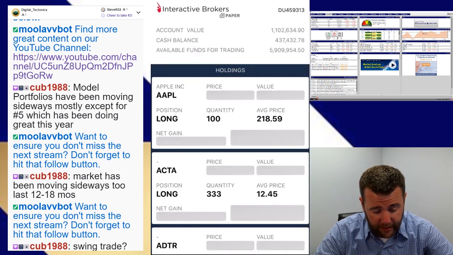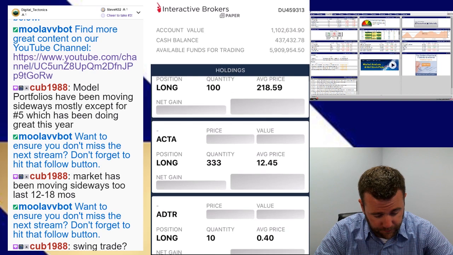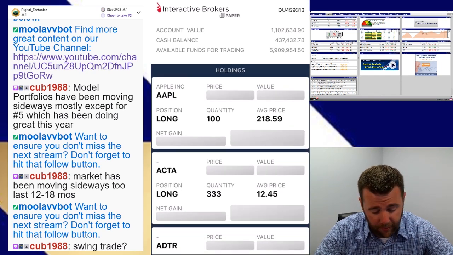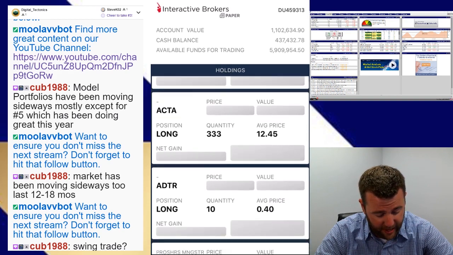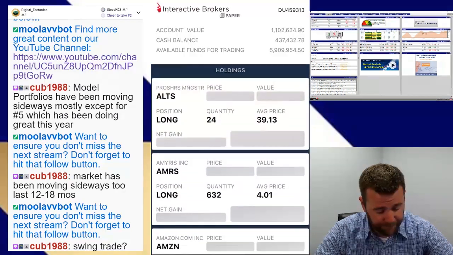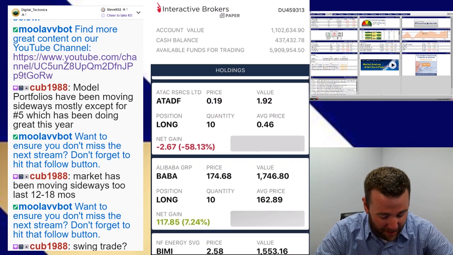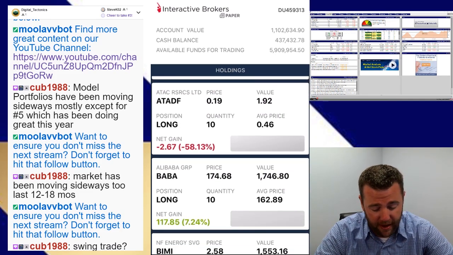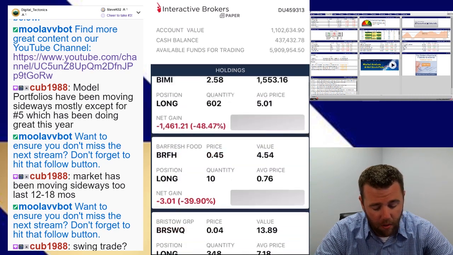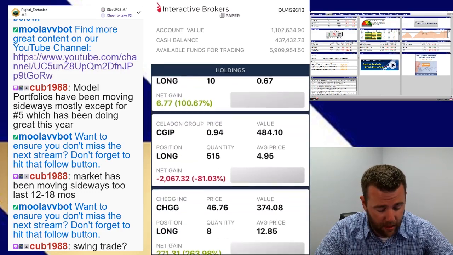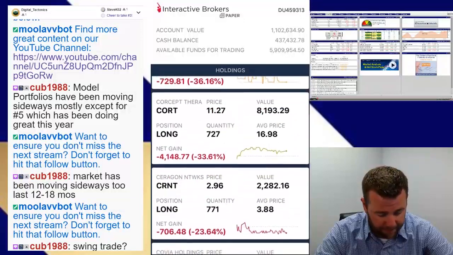And then here you get the actual paper trade account. You can see all the holdings that are currently in it. So right now, looks like we got some Apple in here, some ACTA, ADTR. A lot of stocks that begin with A here. But yeah, you can see the breakdown of your price, the value, average price per share that you're holding, the quantity that you're holding, all the basic information that you need to know right away. Net gain, net loss, all of that here can be found.